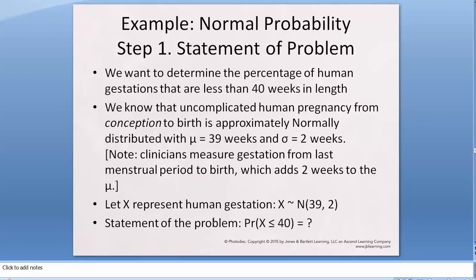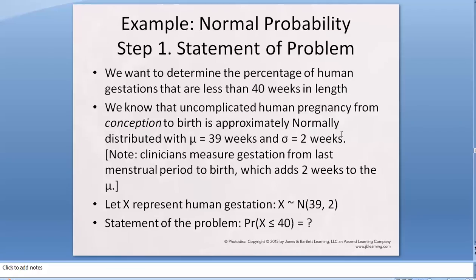Now here, there's an example. They are saying that we want to determine the percentage of human gestations that are less than 40 weeks in length. That means the pregnancy period. Now they say that human pregnancy on the average is 39 weeks with a standard deviation of 2, and you can expect the human pregnancy period to be approximately normal. Okay, that's what it is saying here.